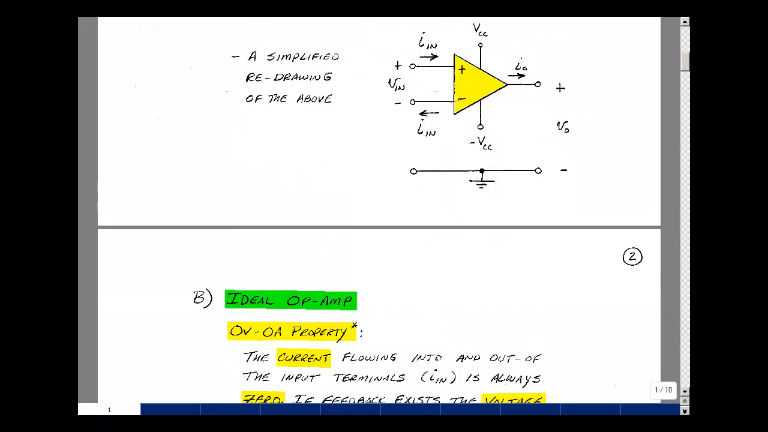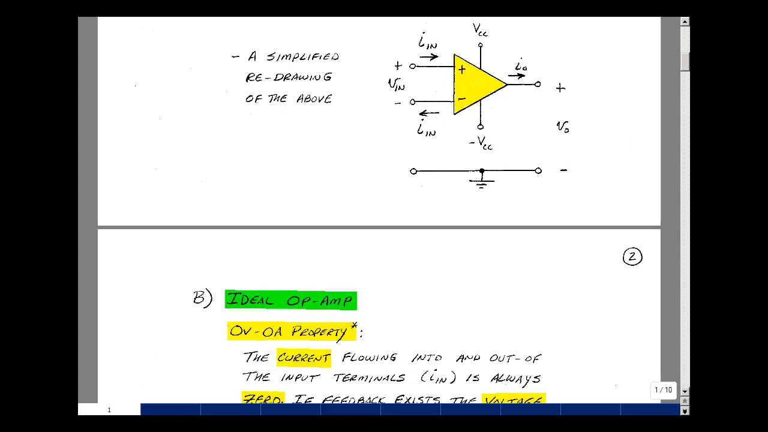Now, the amplifier shown on page 1 is an actual part and has a variety of properties, but you can extend these properties to an ideal or perfect case, sort of like what we did with a diode or with a resistor. So let me state what's called the 0 volt, 0 amp property of ideal op-amps. The current that flows into or out of the op-amp is 0. Non-ideally, it's a small value.